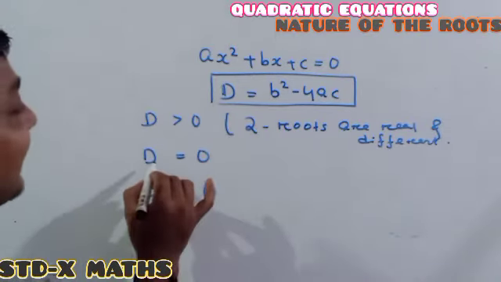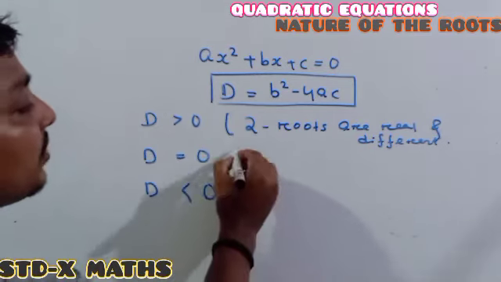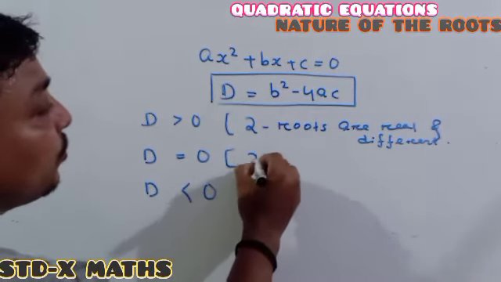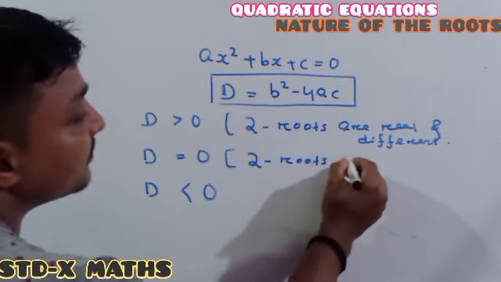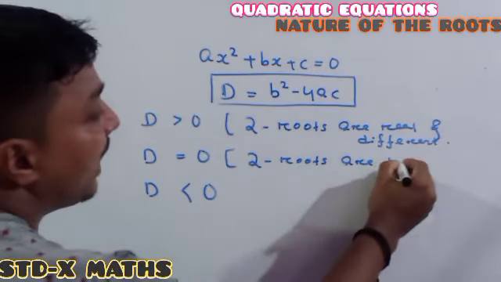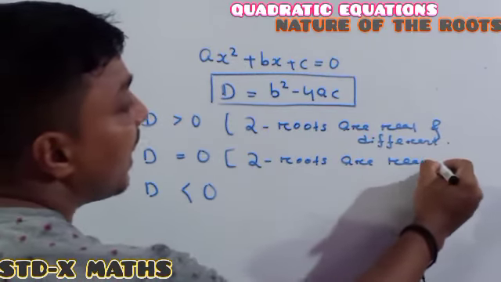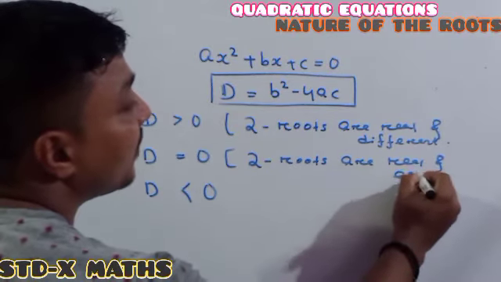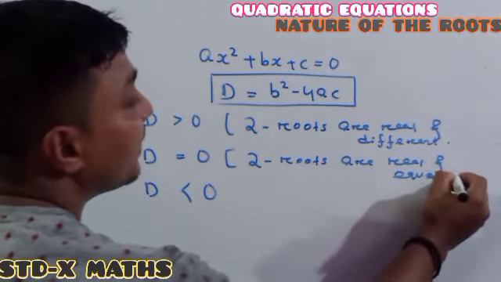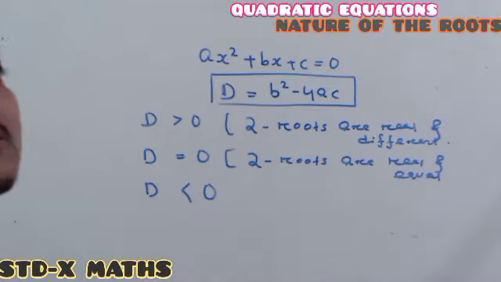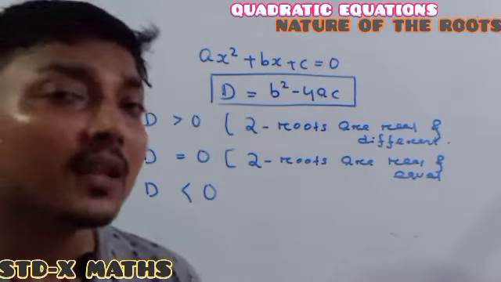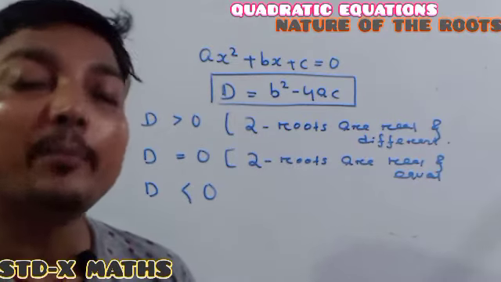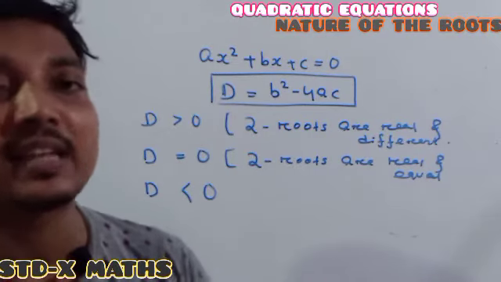But whenever you get a D value equal to 0, the two roots are real and equal. It means the two roots you obtain will be like this: 2, 2; 3, 3; 1, 1; 5 by 2, 5 by 2, just like this.